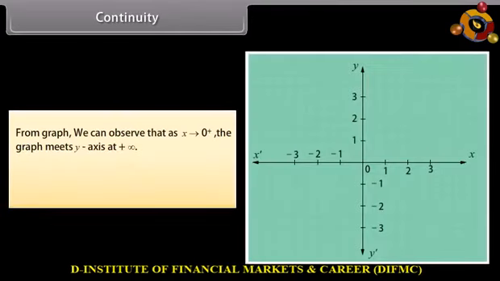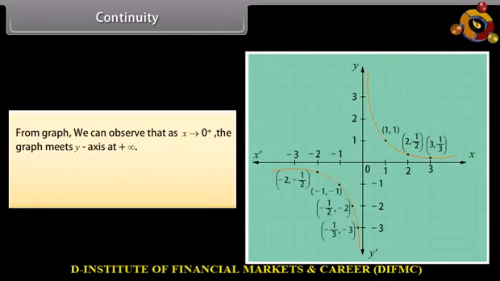From the graph, we can observe that as x approaches 0 plus, the graph meets the y-axis at plus infinity. Similarly, as x approaches 0 minus, the graph meets the y-axis at minus infinity.